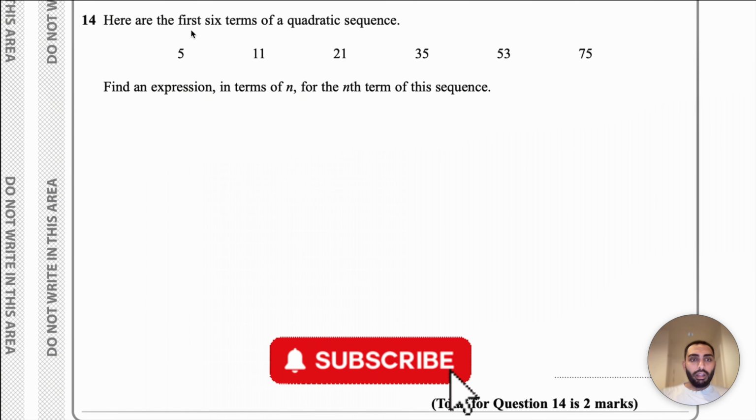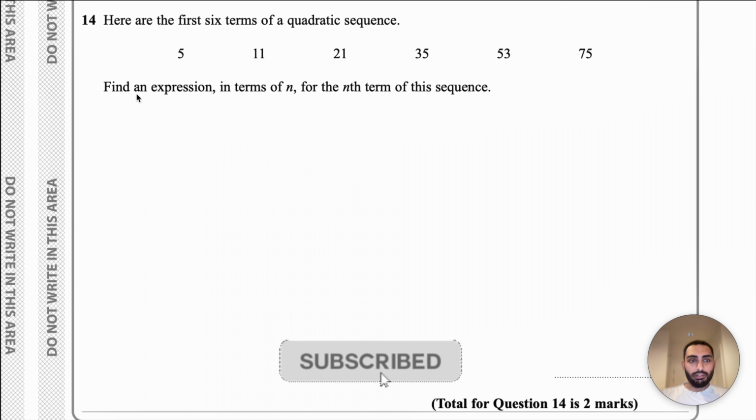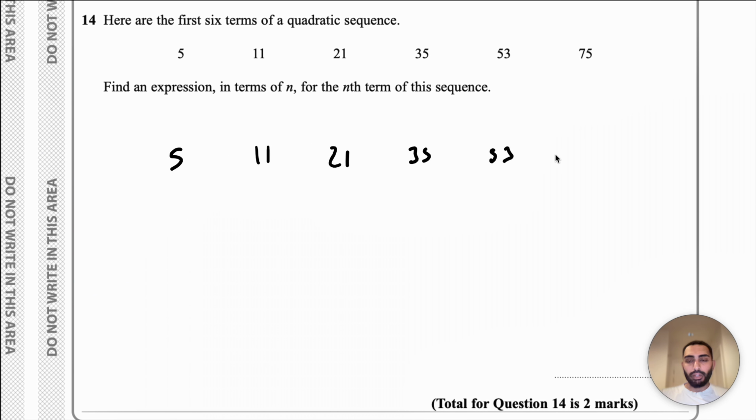Question 14. Here are the first 6 terms of a quadratic sequence. Find an expression in terms of n for the nth term of the sequence. First, I'm going to rewrite this below: 5, 11, 21, 35, 53, and 75. First thing I need to do is find my second difference.